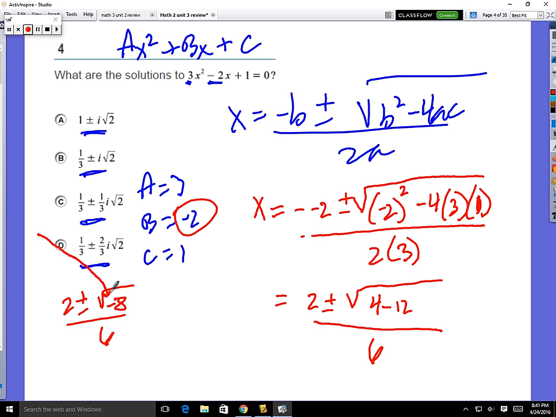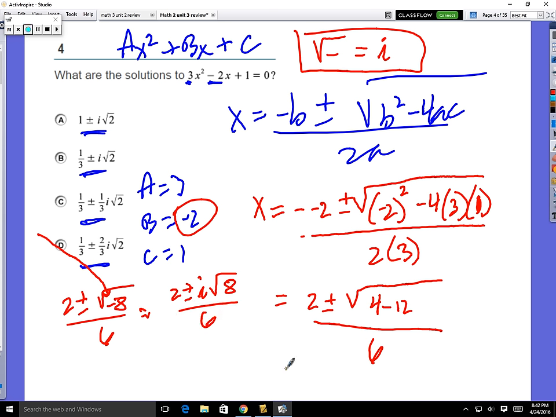Anytime you got the square root of a negative, that is the definition of an imaginary. That is the imaginary number. So, I'm going to take that negative out. It becomes 2 plus or minus imaginary square root of 8, all divided by 6. And square root of 8, you can break that down. 8 is 2 times 2 times 2, so I'm going to take a 2 out and leave a 2 in, and 2 plus or minus 2 imaginaries, 2 divided by 6.